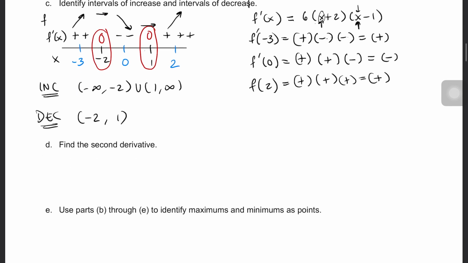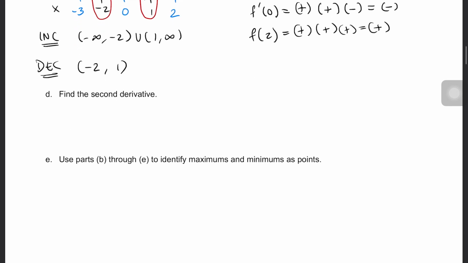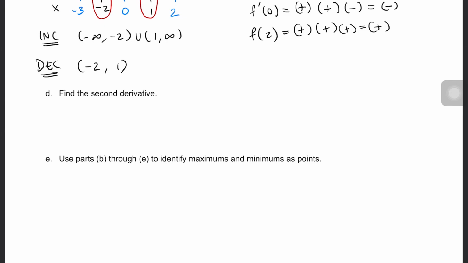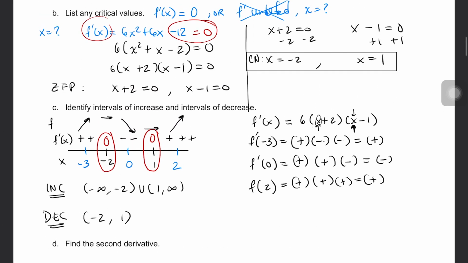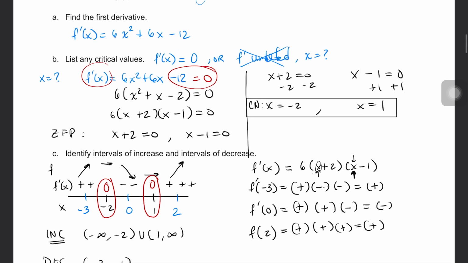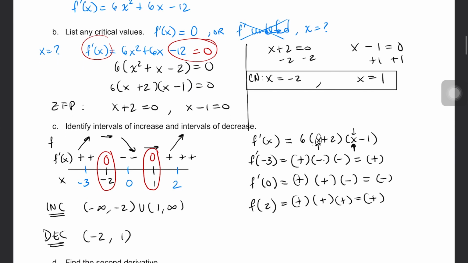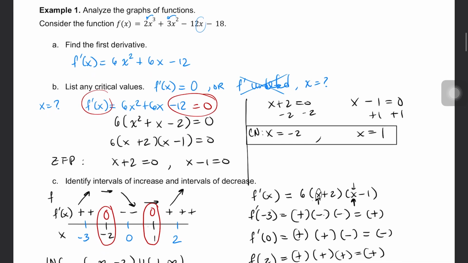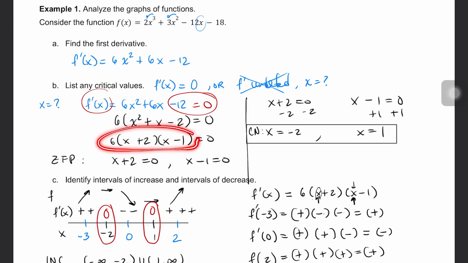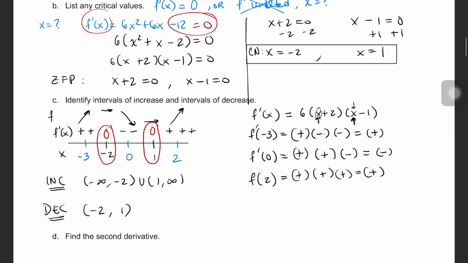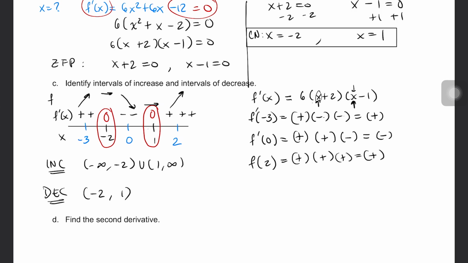All right, so now part D is asking us to find the second derivative. So let's go ahead and do that. The second derivative, all we have to do is take the derivative of the first derivative. So we don't want to use the factor form, because then we would have to use product rule. We can just go ahead and use the original first derivative, right? So the derivative of the derivative will be the second derivative.